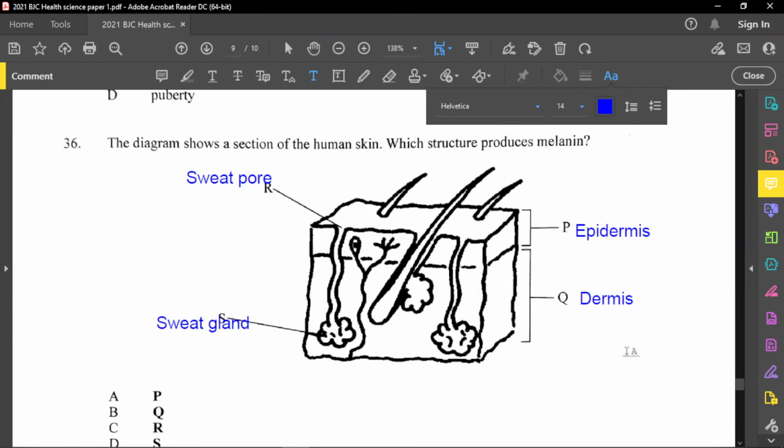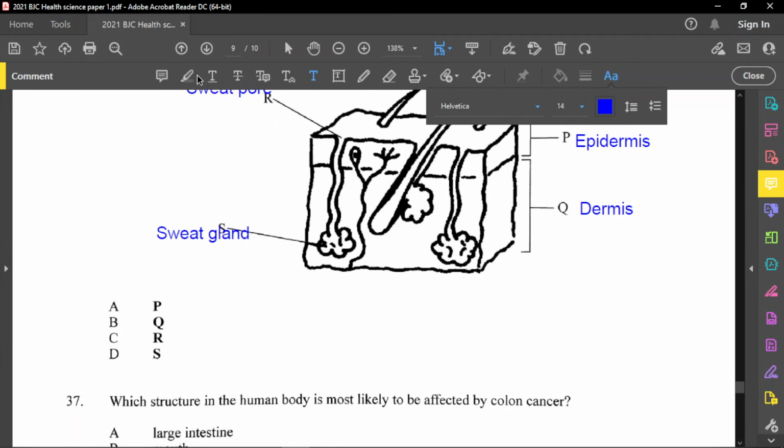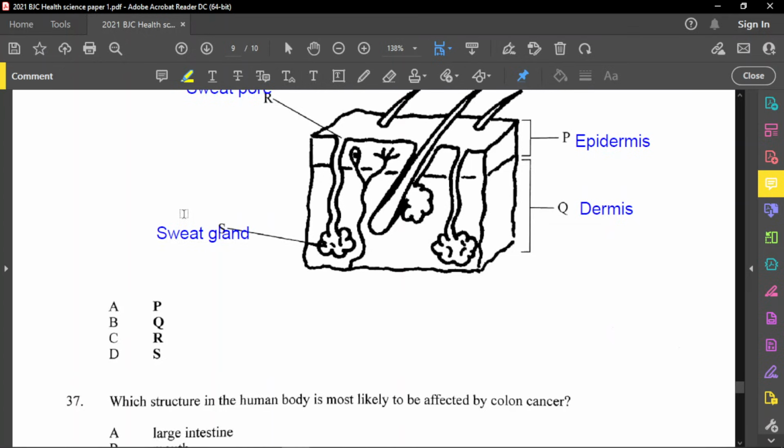So the epidermis is where we're going to produce melanin, and that's where you actually see the color of your skin, the complexion. So this is going to be P, which is A.